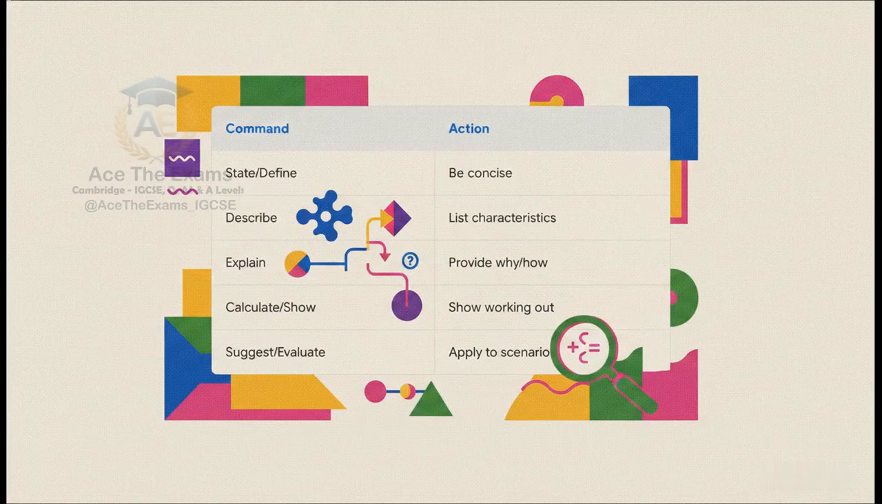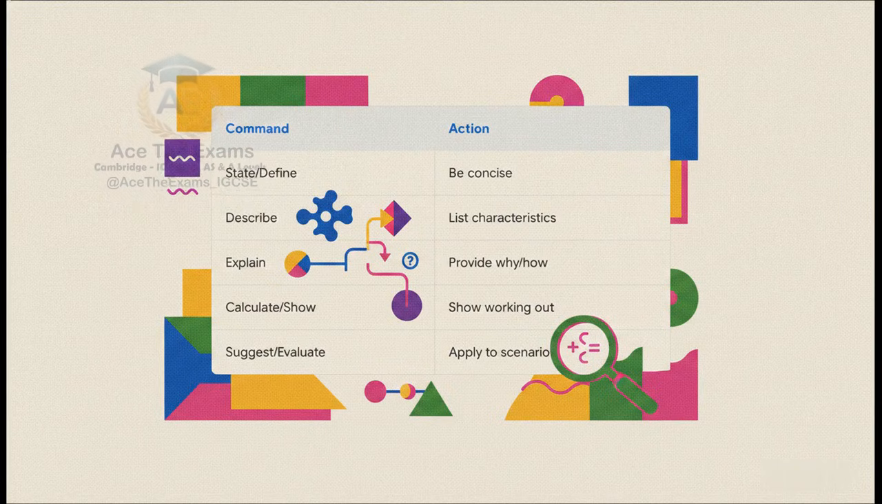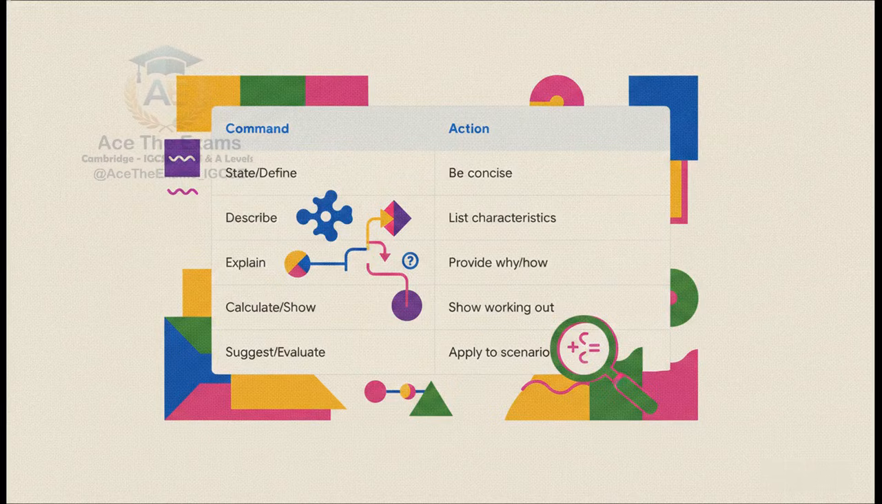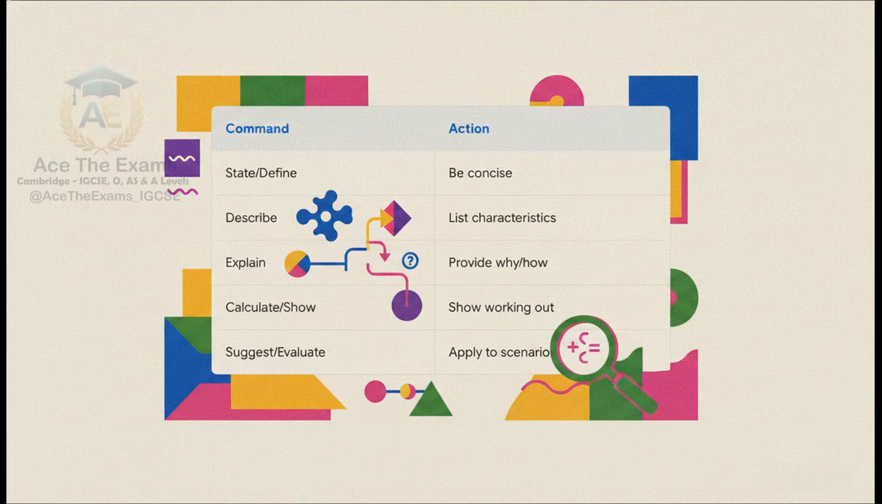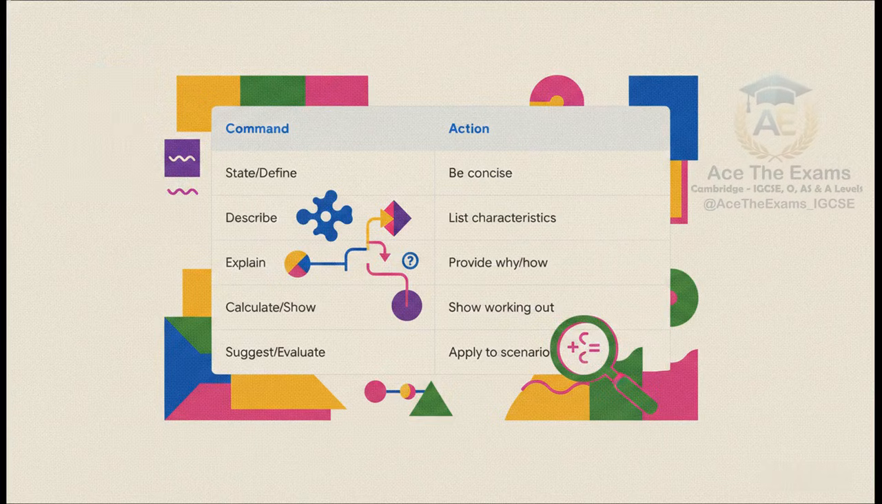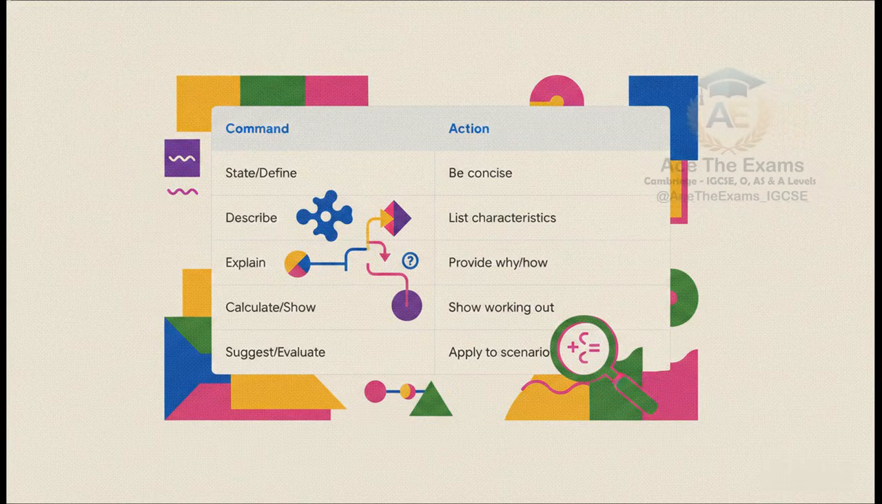And this brilliantly illustrates how matching the exact command word completely dictates the required shape of your written answer. If they ask you to state or define, be incredibly concise. Seriously, don't write a novel. If they ask you to describe, you just list the characteristics. Explain means you must provide the why or the how. And hey, this is exactly where you pull out our 4-step framework. Calculate or show means your working out is literally just as important as the final number. And suggest or evaluate means you absolutely must take your knowledge and apply it directly to the specific scenario they gave you.